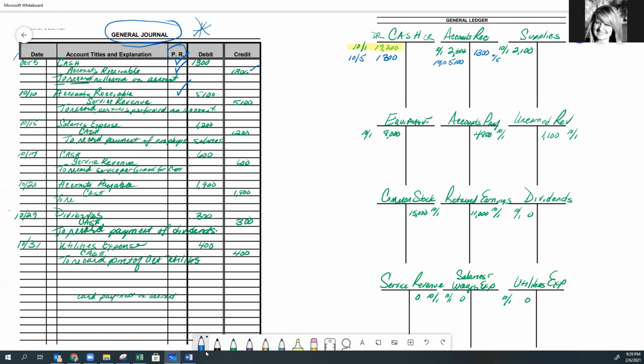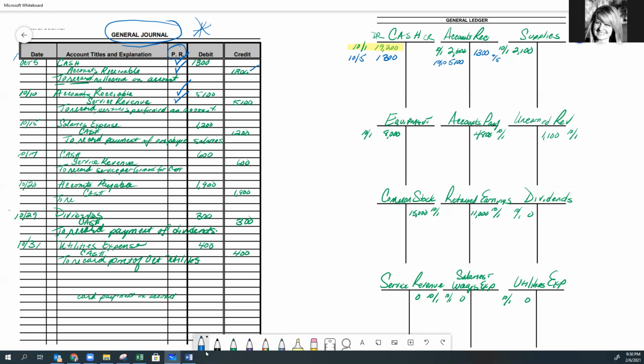Again, it's really important that when you're posting, you put it on the correct side, because if you don't, when you complete your trial balance at the end, it won't balance, and you're going to have to go back and find your mistake, and sometimes that's tough to do. All right, so we're done with that debit to accounts receivable, and in this general journal entry, we are crediting service revenue for 5,100.